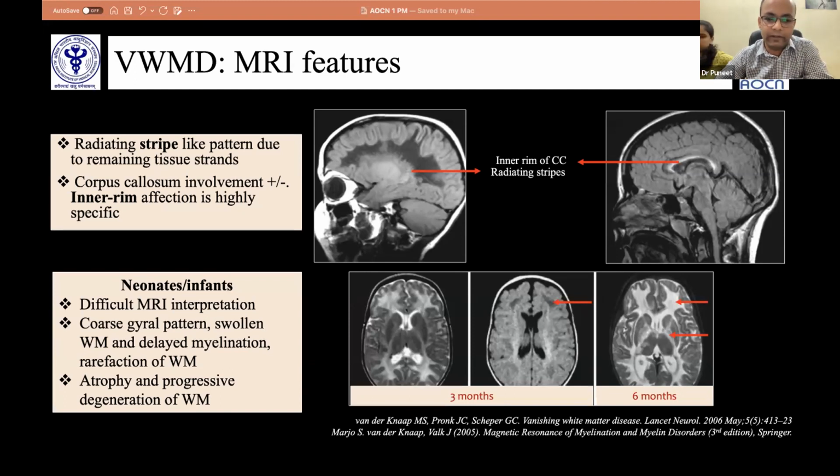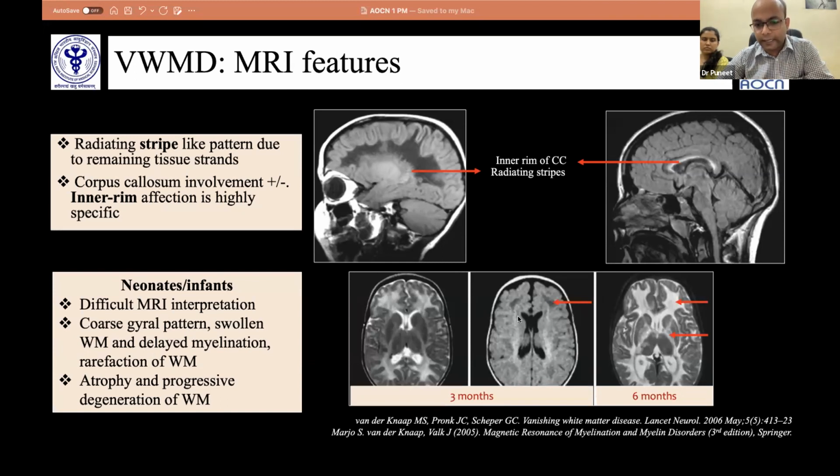Now coming to the vanishing white matter disease features in neonates and infants, MRI interpretation may be difficult in these children. What we find is a coarse gyral pattern, which we can see here. There will be swollen white matter, as we can see in this image, where the subcortical as well as the deep white matter are both affected. The basal ganglia complex appears to be spared.